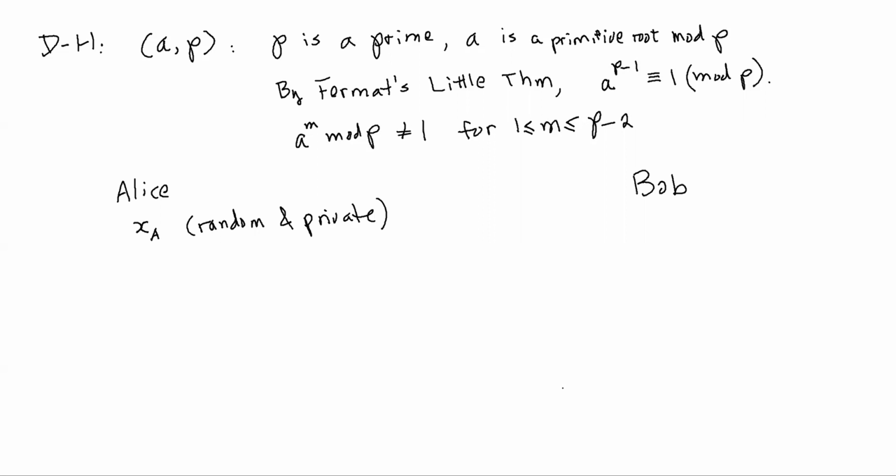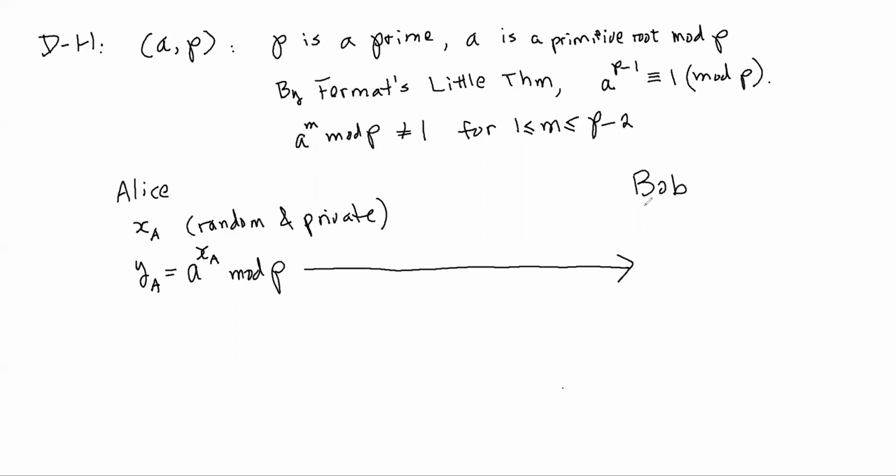Okay, and then she computes YA, which is A to the XA mod P. Of course, this XA has to be less than or equal to P minus 2, because we don't want this to be 1. That goes without saying. Then this YA will be sent to Bob.